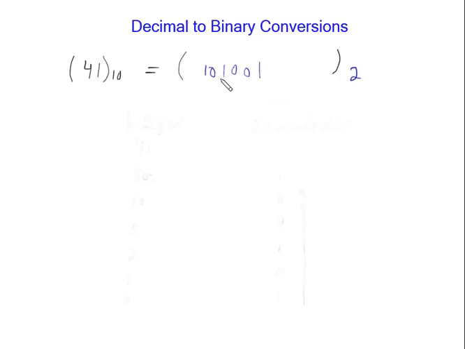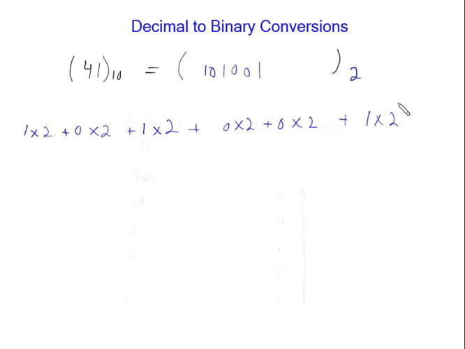Before going into the next example, it is necessary to verify what we have done, whether this number is really equal to 41 or not. To do so, I have shown how to convert a binary number to decimal. What you need to do is multiply these coefficients with powers of 2. So let me do it quickly: 1 times 2, plus 0 times 2, plus 0 times 2, plus 1 times 2, plus 0 times 2, plus 1 times 2.